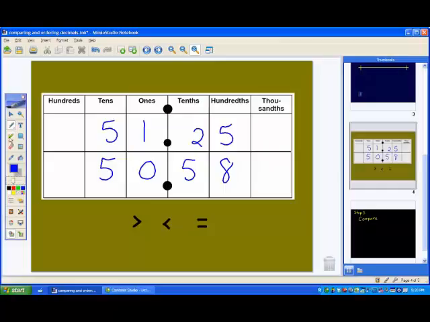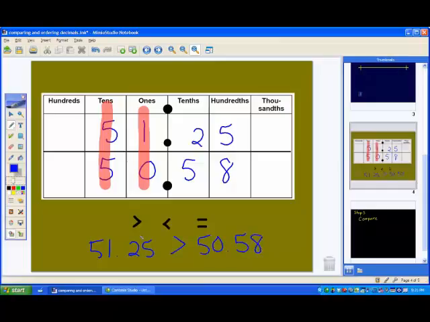Okay? So, just like we did with the regular place value, the whole numbers, let's compare. We lined up our decimals. That was our first thing. We're comparing. They're both the same. That doesn't help. Then we look here, and what do you see? You see that the 1 is greater than the 0. So, 51 and 25 hundredths would be greater than 50 and 58 hundredths.